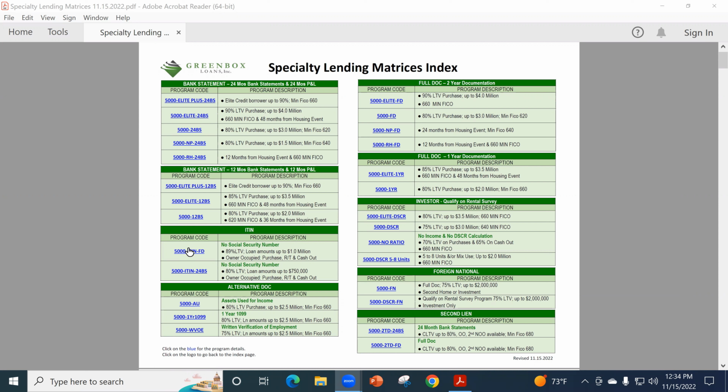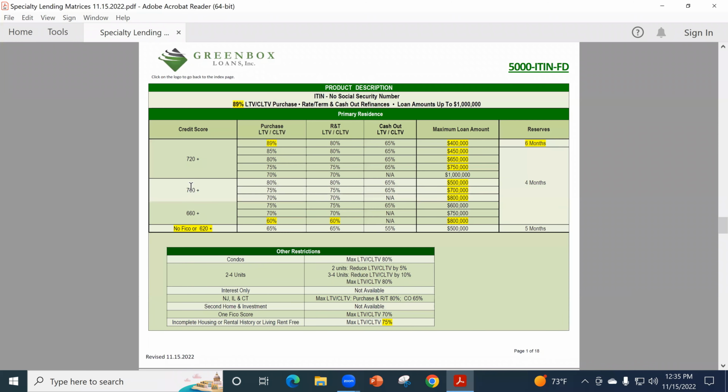Let's start with ITIN full docs, probably our most popular out of the three we currently have. We actually just had revisions made, so we now allow higher loan amounts and higher LTVs. We're going back to 90% LTV on that program, at 90 or 89.